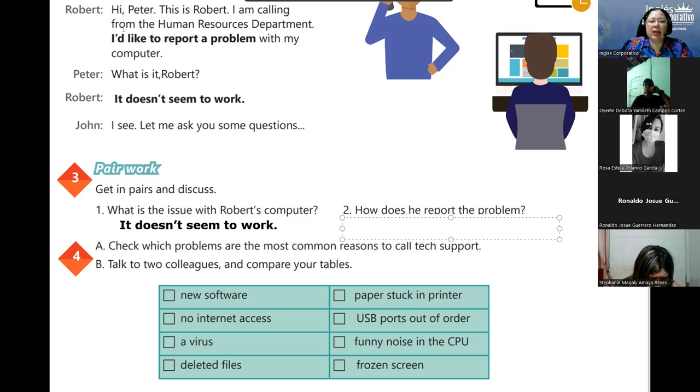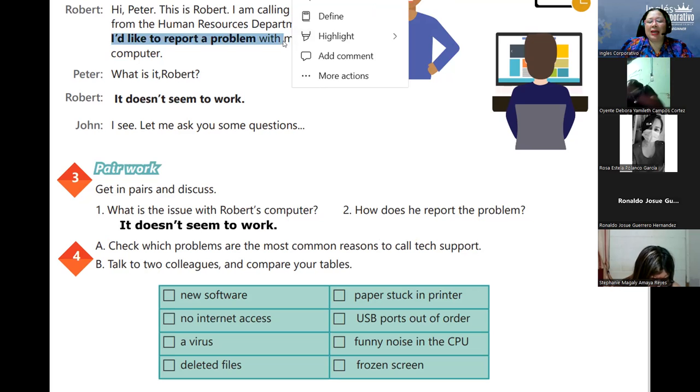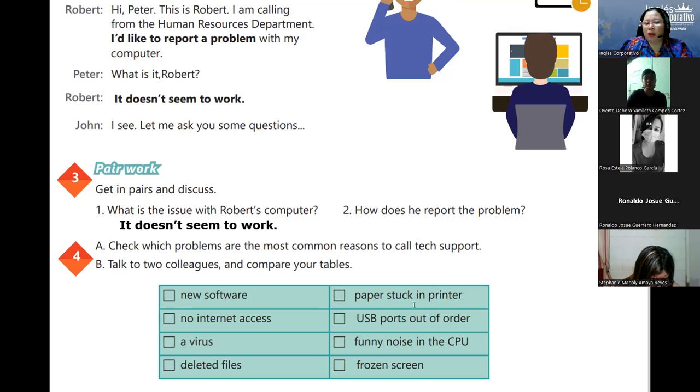So let's say I'd like to report a problem, right? So this is the way. With, and then we say the device that has the problem, right? We say the device, because not always with a computer. It can be with the printer, it can be with the router, it can be with the USB ports, it can be with, what others? Photocopier, okay? What other appliances or devices we use in our office?